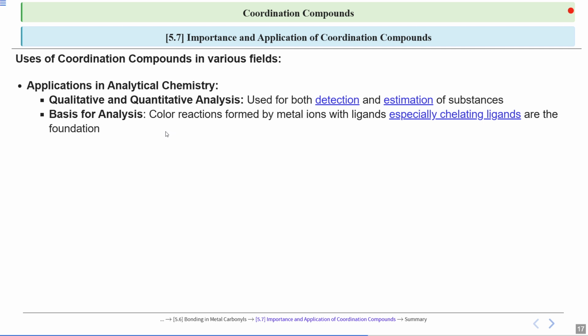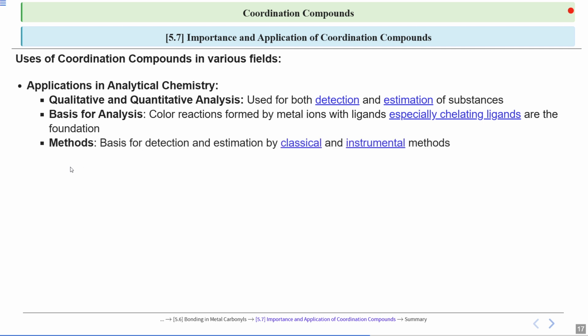Like if the coordination compound is exhibiting color differently with different ligands, right? So these color reactions, which are formed by metal ions with the ligands, especially when they are forming the bond with the chelating ligands, exhibit these different colors. They are the foundation for the analysis in analytical chemistry. The methods: so the basis for detection and estimation by the classical and the instrumental methods. We use either classical or instrumental methods to use these coordination compounds in analytical chemistry.